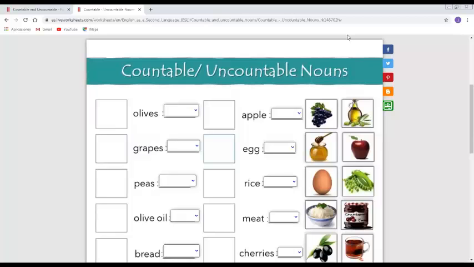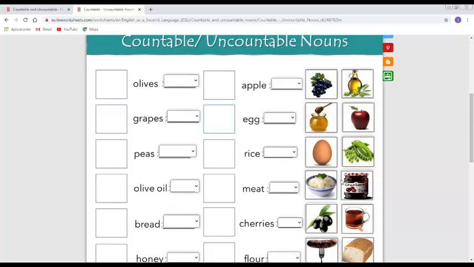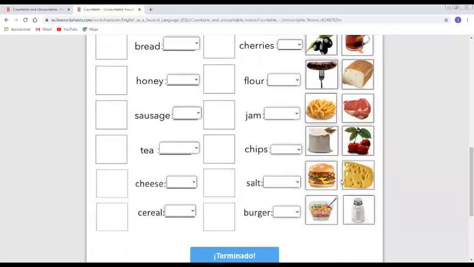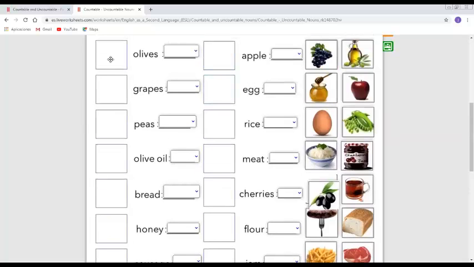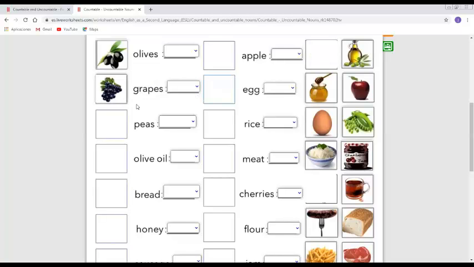Activity number 2. Countable and uncountable nouns. Okay? You have to choose if it's countable or uncountable. But first, we are going to match the picture. Okay? We have olives. In Spanish, aceitunas. Okay? Now, grapes. Okay? Peas. Olive oil.